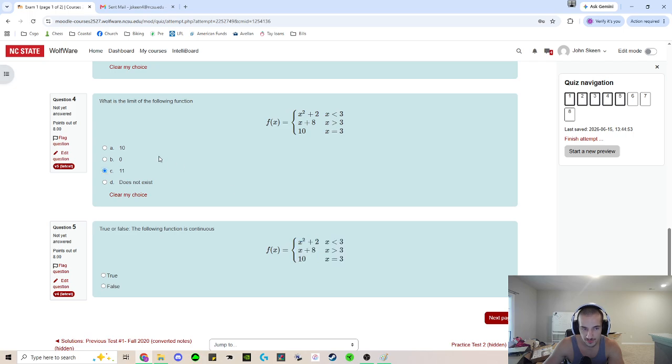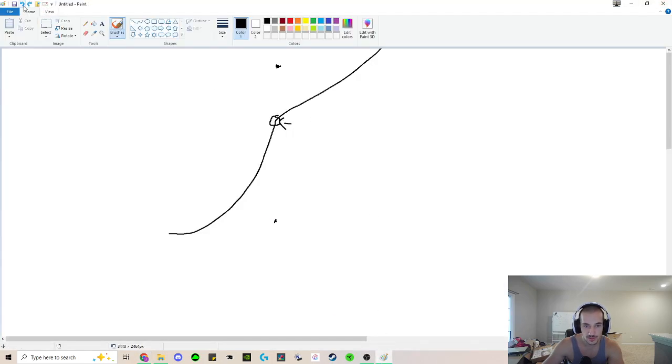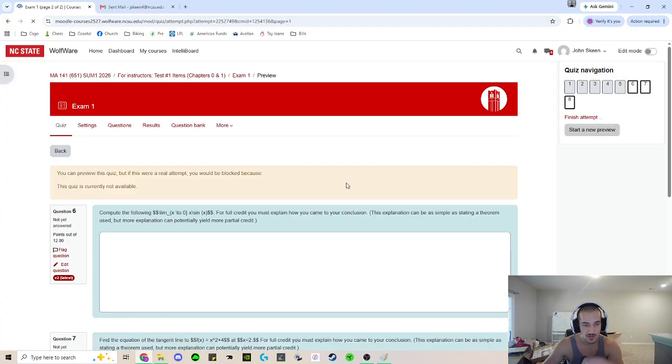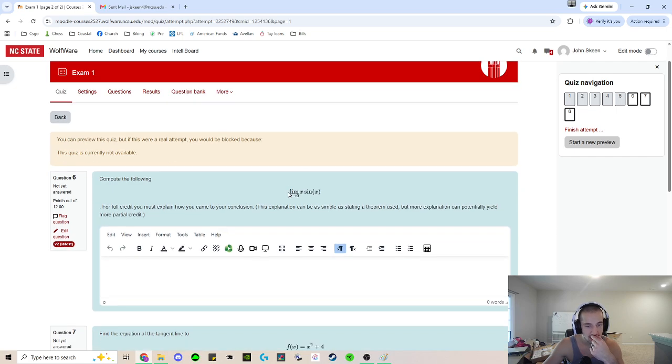So what is the limit of this? Well, we already solved that it was 11. What is the value? It's 10, right? So that is not the limit. As we're getting closer to this point, we're getting close to 11, but it's actually defined at 10 right here. So that would not be true. Not continuous. Okay, go to the next page. Here, a lot of people, what you ended up doing was just plugging in 0.